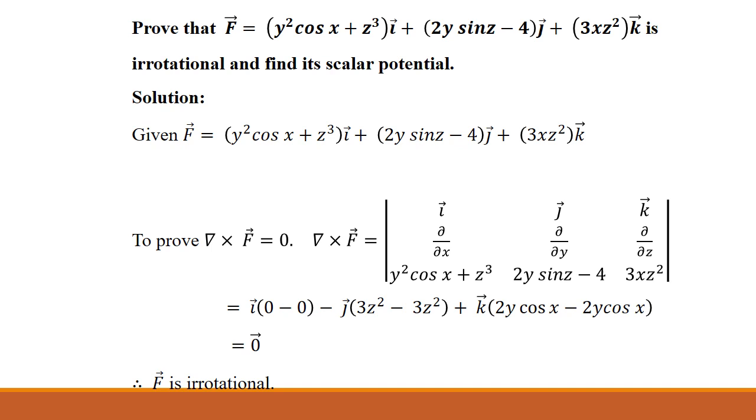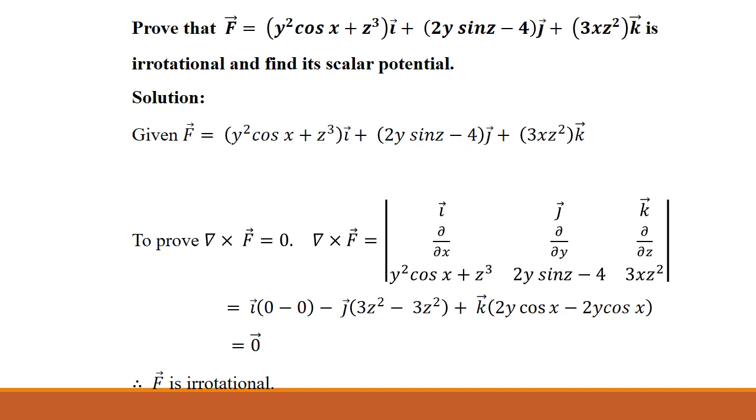The definition of scalar potential is generally represented as capital F vector equals del pi. F vector is the given vector, and this vector represents del pi. To find its scalar potential, we take f vector equal to del pi, then find out the value of pi.